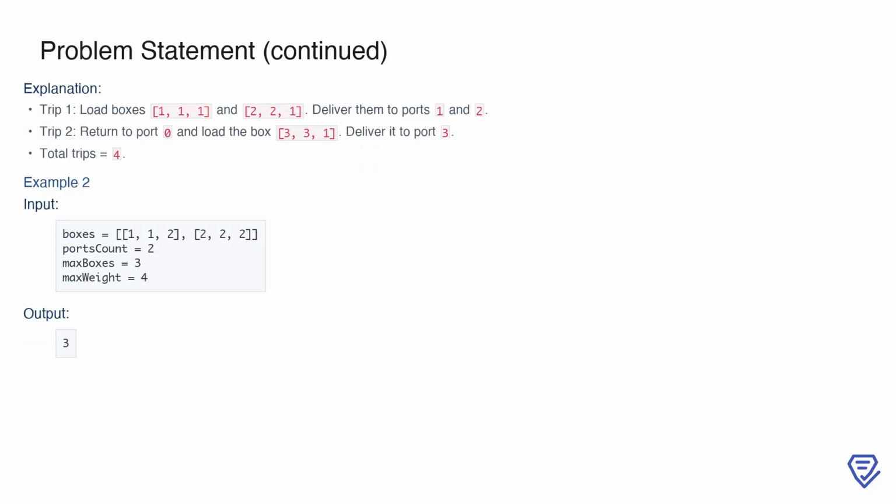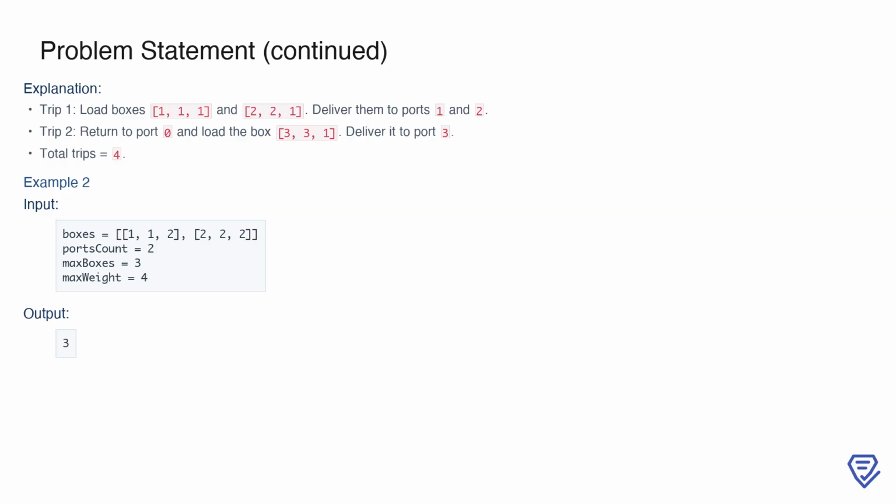For the first example, let's break down the trips. In trip 1, the ship loads boxes 1, 1, 1, and 2, 2, 1, delivering them to ports 1 and 2. The ship then returns to port 0 to reload. In trip 2, the ship loads the remaining box 3, 3, 1, and delivers it to port 3. Altogether, this results in 4 trips, 2 trips for deliveries and 2 trips returning to port 0.